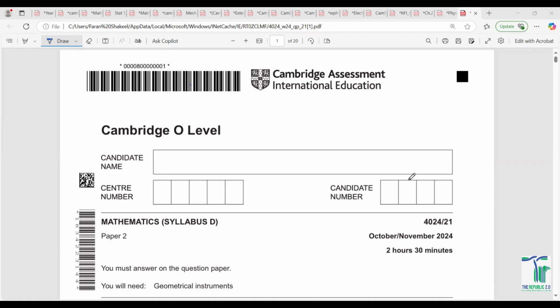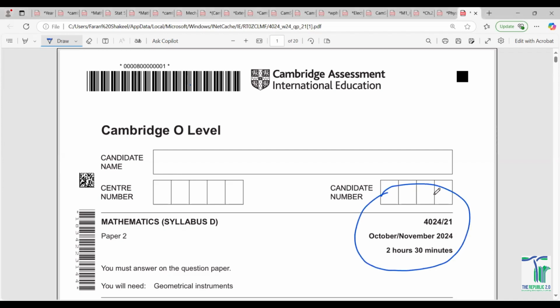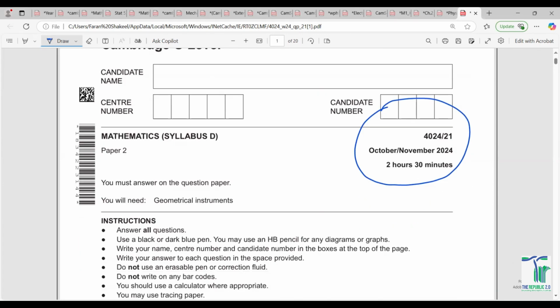Today, the paper that we're going to do is 4024, paper 2, variant 1, October/November 2024. और जो time frame है इसका that is 2.5 hour. तो हम कोशिश करेंगे कि इसको 2.5 hour में ही complete करें.